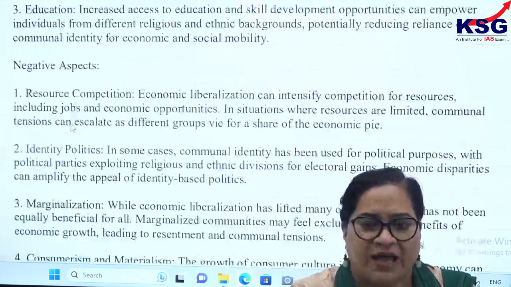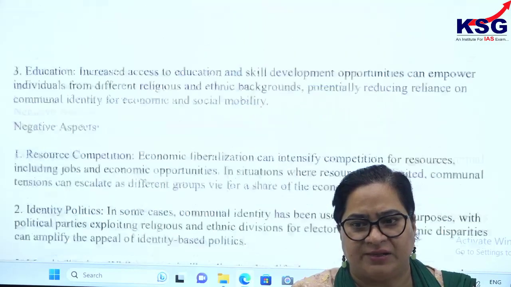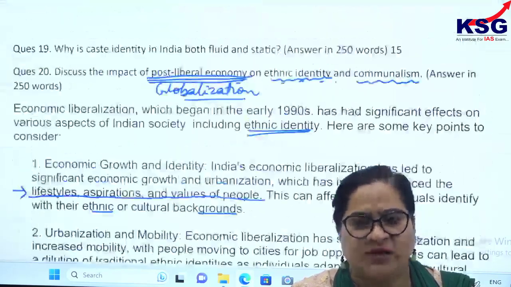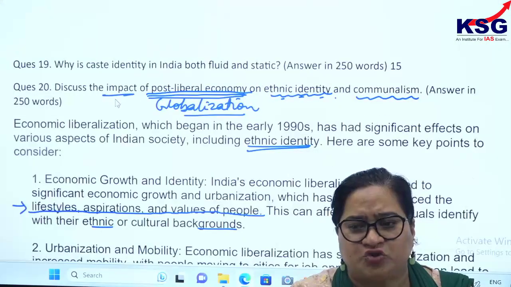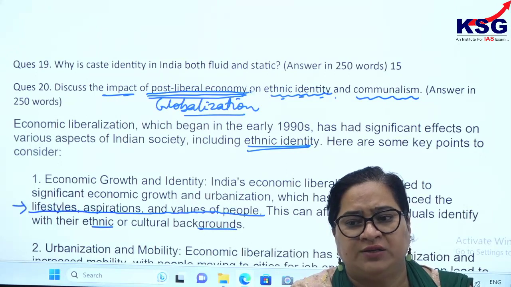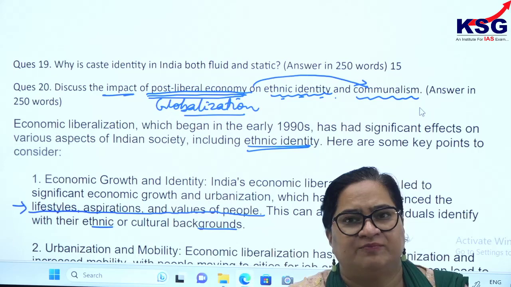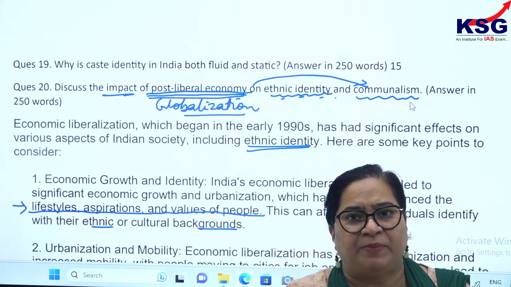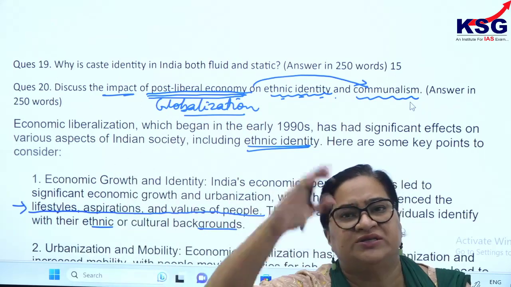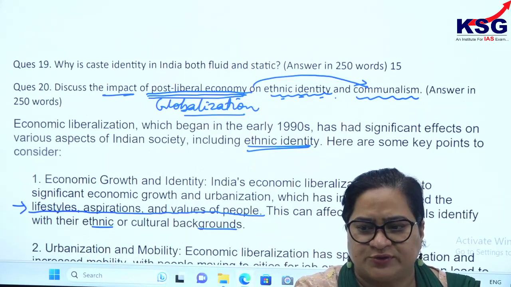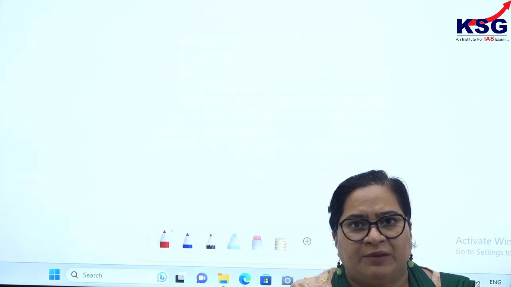Now, the impact segment with respect to communalism, I will take it differently because I'll again show you the question and accordingly draw the diagram this time. So the question, as you can see, is written: discuss the impact of post-liberal economy on communalism. So the impact on communalism. How the post-liberal economy is impacting communalism, how it is affecting communalism. With respect to this, probably we can take up a brief diagram, which can help you understand.